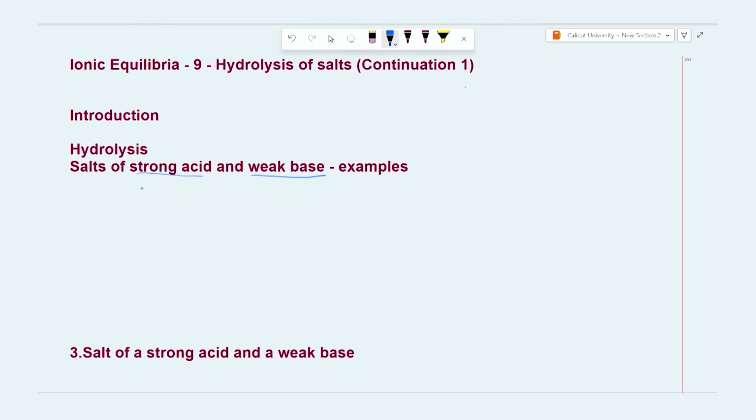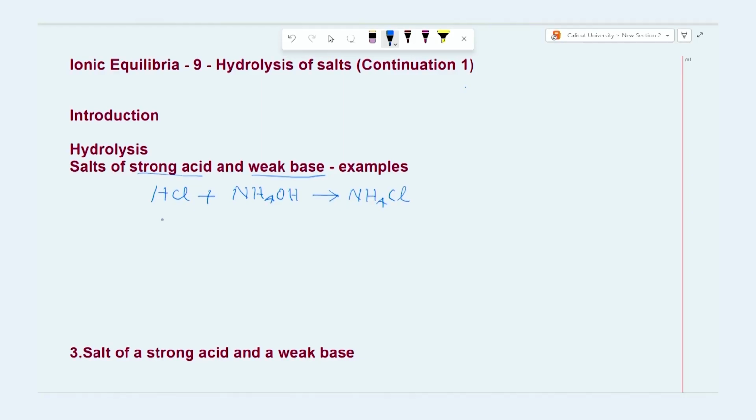First one, you can take a strong acid, HCl, plus a weak base, that is ammonium hydroxide, which reacts to give ammonium chloride. So, that is one of the examples.